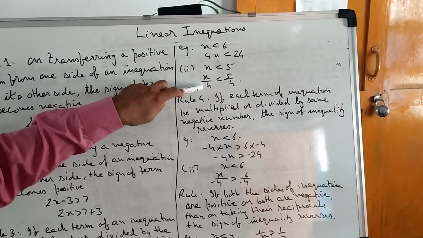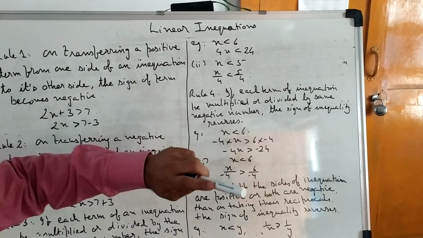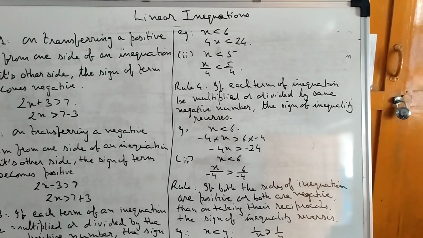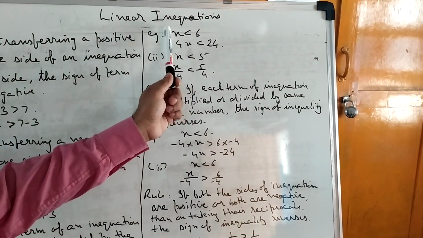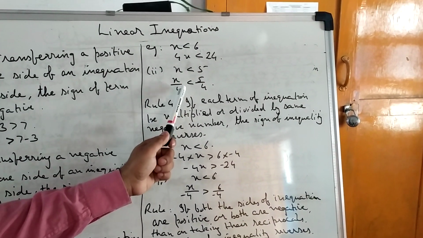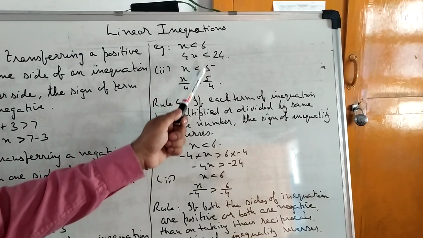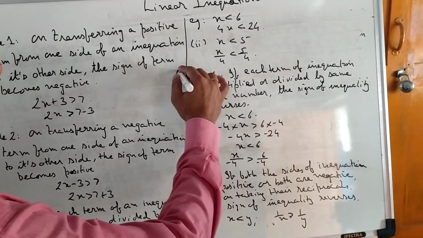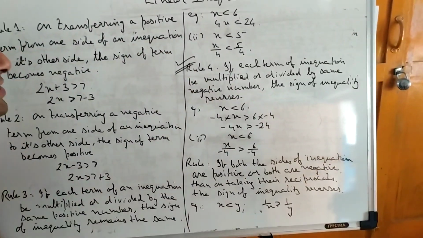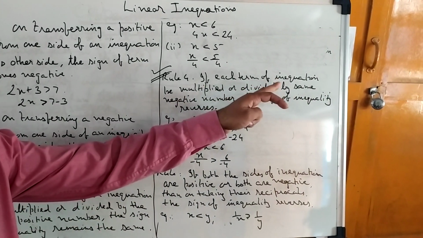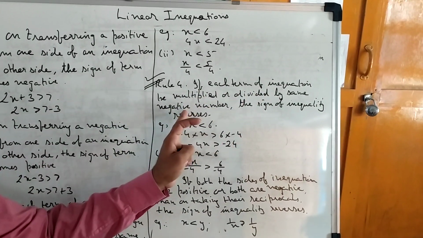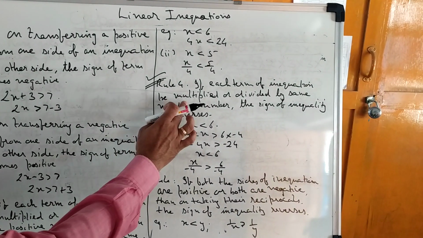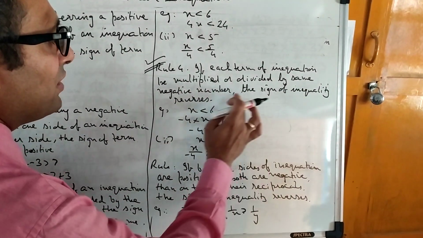Same case when I am dividing both sides by the same number, then also the sign will not change. So what it is saying is that if I multiply both sides by the same number or divide both sides by the same number, the sign will remain the same. It will not change. But here this rule, where 4 is very important, says: if each term of an inequation is multiplied or divided by the same negative number, here it is negative, here it was positive, the sign of the inequality reverses.